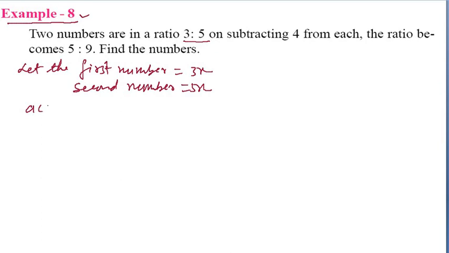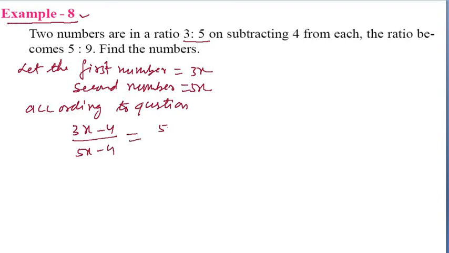So according to the question, what will happen? On subtracting 4 from each, 3x minus 4 and here is 5x minus 4. It becomes 5 is to 9. So 5 upon 9. Do the cross multiplication. So 9 multiplied to 3x minus 4 and here is 5 multiplied to 5x minus 4. Now you can write here by cross multiplication.